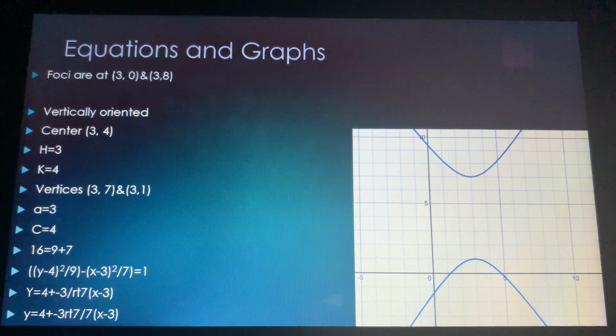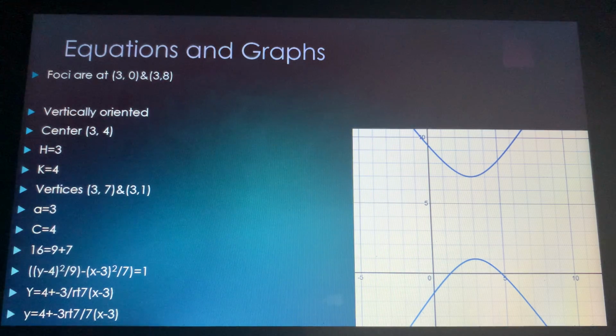So we're not really going to practice that, because normally teachers won't give you a problem in which you have to do that. So we'll just use c squared equals a squared plus b squared. C is 4, 4 squared is 16, equals a is 3, squared is 9. 16 equals 9 plus what? 16 equals 9 plus 7. So b squared is 7, which means b is the square root of 7. So our equation is y minus 4 squared over 9. The y part comes first because it's vertically oriented. The x part would come first if it was horizontally oriented. Our equation is y minus 4 squared over 9 minus x minus 3 squared over 7 equals 1.